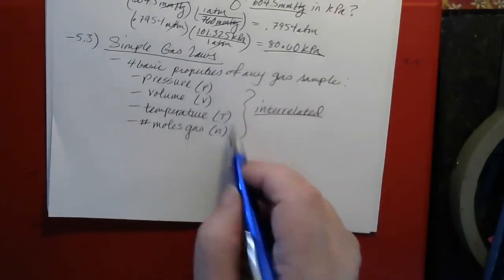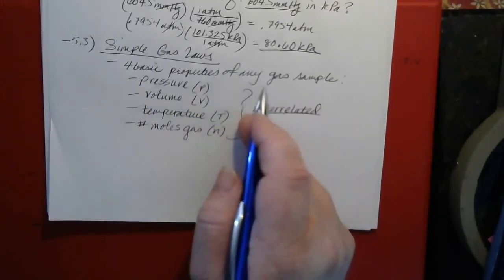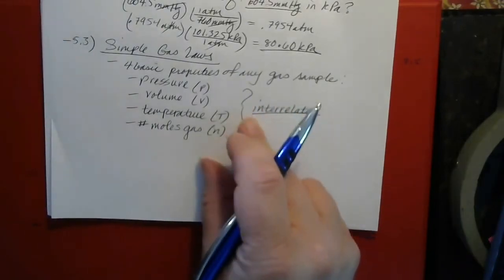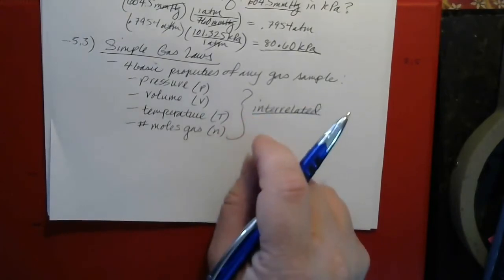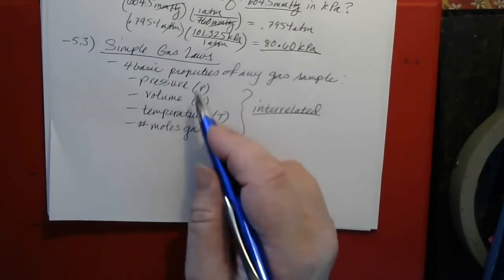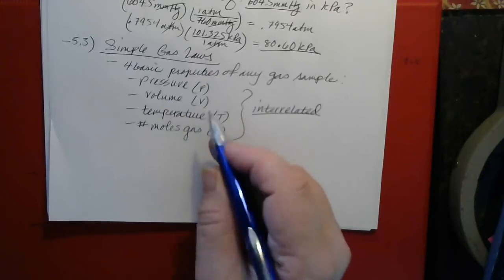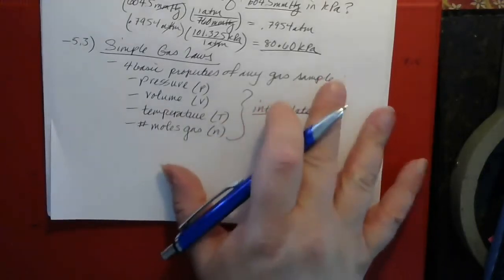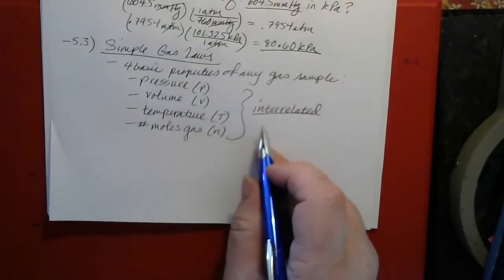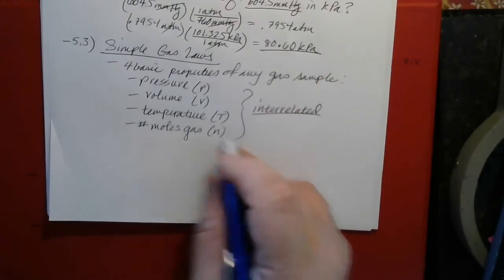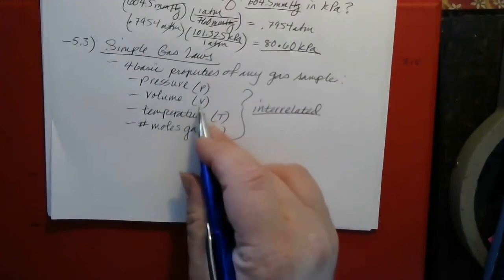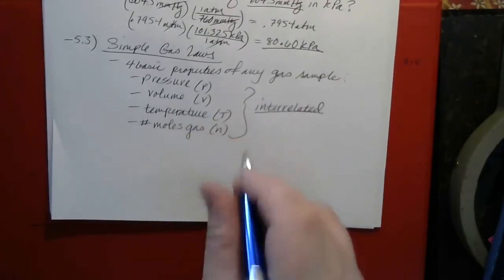And in fact, you'll notice that one thing I didn't mention as an important property of a gas sample is the identity of the gas, because it doesn't actually matter for most purposes what the gas is. In physical terms, the relationship between pressure, volume, temperature, and number of particles, or number of moles of particles, it doesn't matter what the gas is. They all behave the same way physically. And so these properties are interrelated with each other. If you change one of them, at least one of the others will change. And that's essentially what the simple gas laws are about.